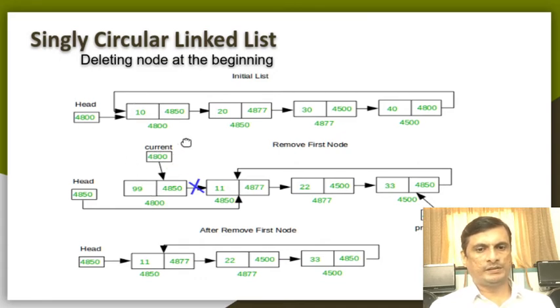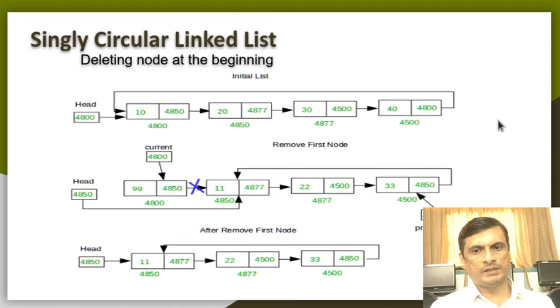The logic is, I keep the current pointer pointing to the very first node, and then move the previous pointer until it reaches the last node. Previous will be pointing to the last, and current will be pointing to the very first. Once previous reaches the last node, I have to do 2 instructions. One is, previous next must be pointing to current next. Current next is pointing to the next node after the very first node, which needs to be deleted.